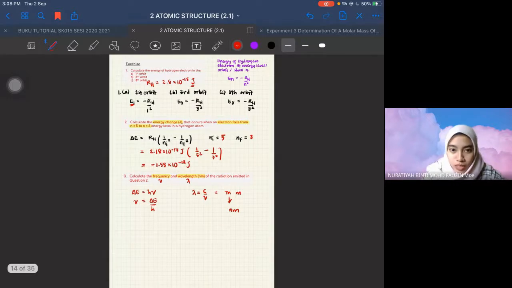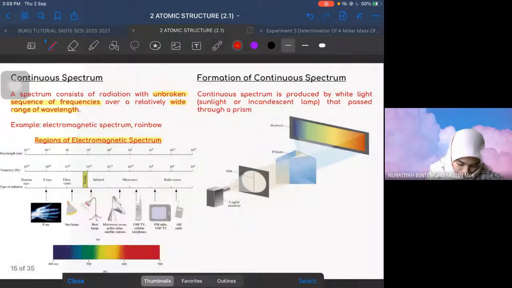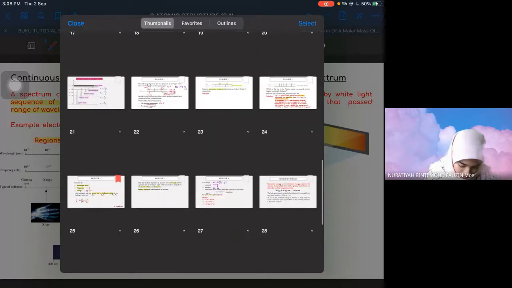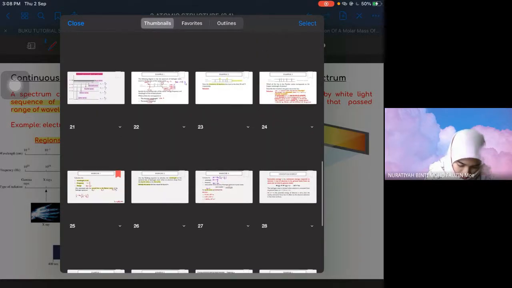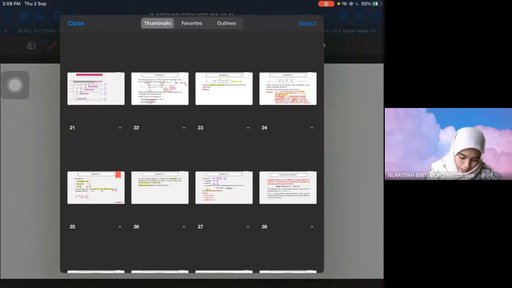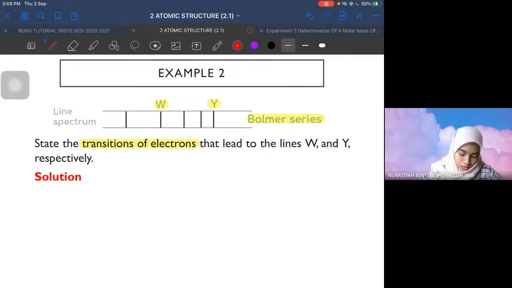Okay, apa lagi exercise yang kita ada? Untuk exercise, next. Example tu saya dah cakap dah. Example 2. Okay, yang ni macam soalan tadi kan? State the transitions of electrons that lead to the lines W and Y respectively.